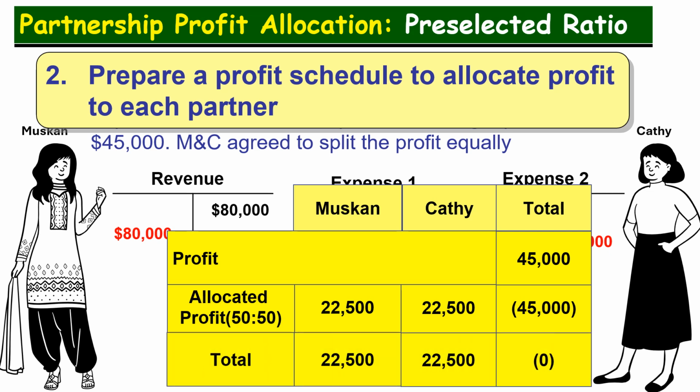Now that we have allocated the profit and made the calculations, the next step is now to make the journal entries in the partner's capital account.